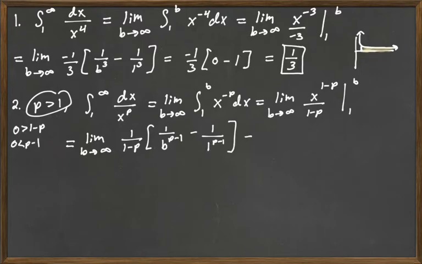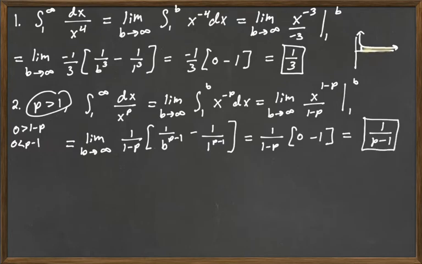When we take the limit, this is going to be 1 over 1 minus p times 1 over b to the p minus 1. P minus 1 is positive, so that goes to infinity in the denominator, so we have 1 divided by a large number, which is 0, and then minus 1, and so that's going to be 1 over p minus 1, and so this converges. Now if you look at the previous problem, the exponent was 4, so p was 4, and that converged to 1 over 4 minus 1, or 1/3. So we see that that works out in the previous example, and now we have it generically. Both integrals converge because we got a finite value.